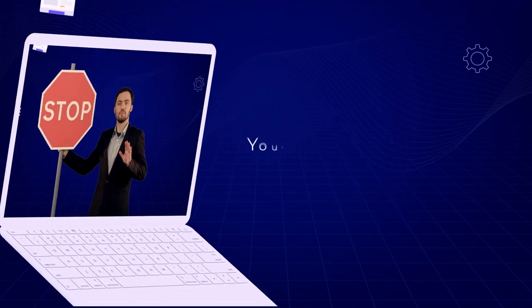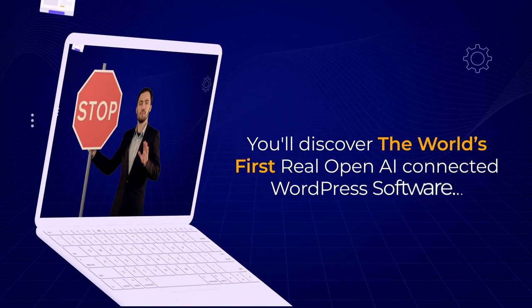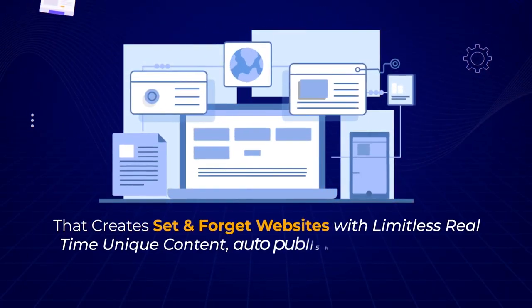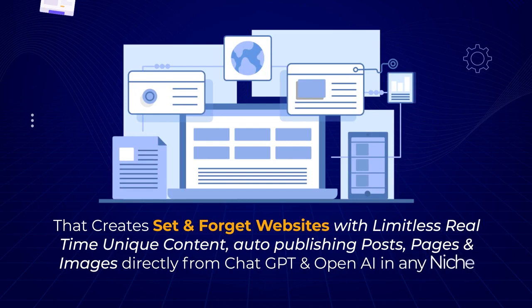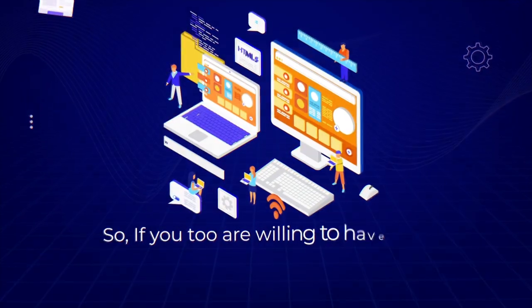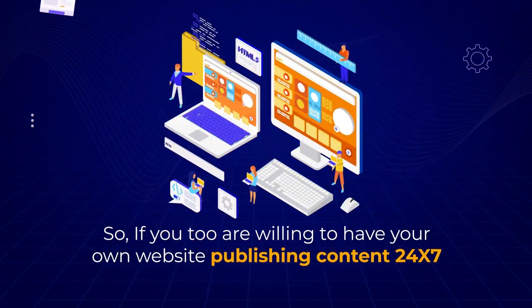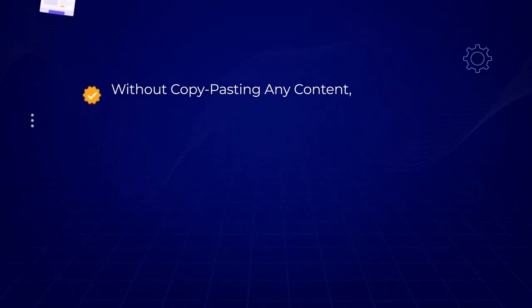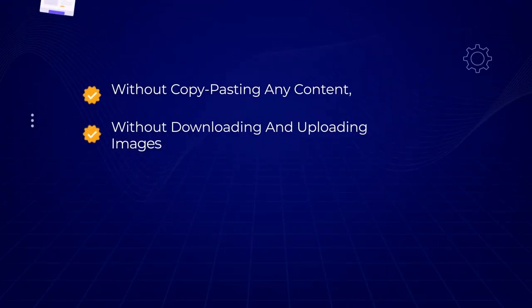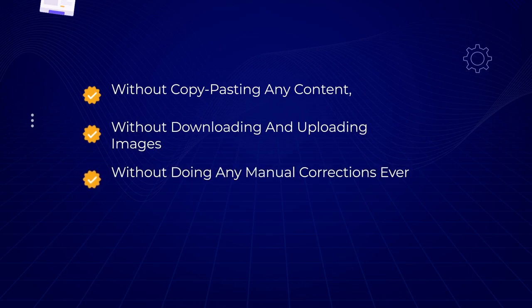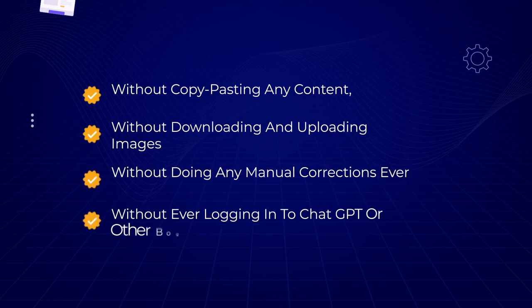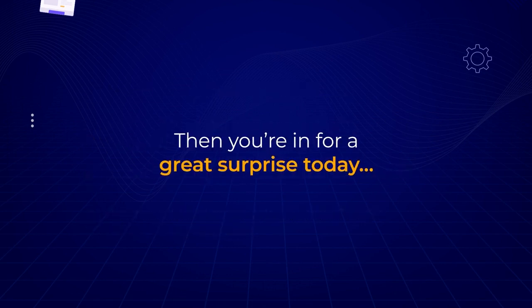In this short video, you'll discover the world's first real OpenAI connected WordPress software that creates set and forget websites with limitless real-time unique content, auto-publishing posts, pages, and images directly from ChatGPT and OpenAI in any niche. So if you too are willing to have your own website publishing content 24/7 without copy-pasting any content, without downloading and uploading images, without doing any manual corrections ever, and without ever logging into ChatGPT or other bogus AI apps, then you're in for a great surprise today.